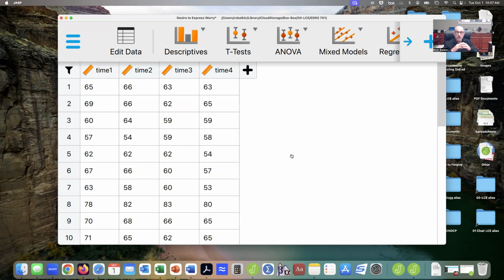So notice then, our repeated measures is the same measure, the desire to express worry. It's a worry inventory, if you would. And each participant takes this 4 different times. So, just married, 5 years, 10 years, 15 years. So same measure, but our variable here is time.